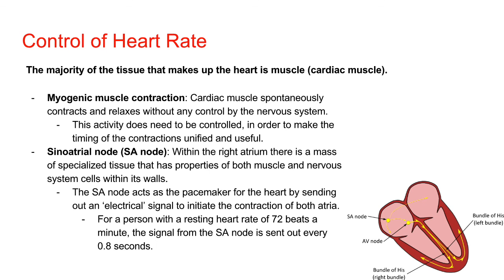This activity does need to be controlled in order to make the timing of the contractions unified and useful. Within the right atrium, there is a mass of specialized tissue that has properties of both muscle and nervous system cells within its walls. This is called the sinoatrial node, or the SA node. The SA node acts as the pacemaker for the heart by sending out an electrical signal to initiate the contraction of both atria. For a person with a resting heart rate of 72 beats a minute, the signal from the SA node is sent out every 0.8 seconds.